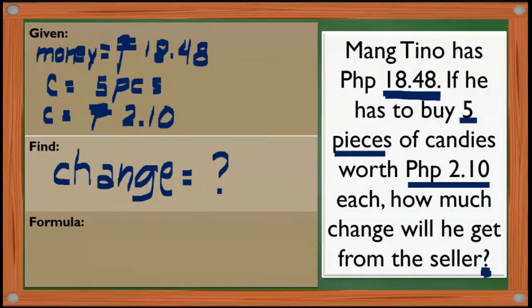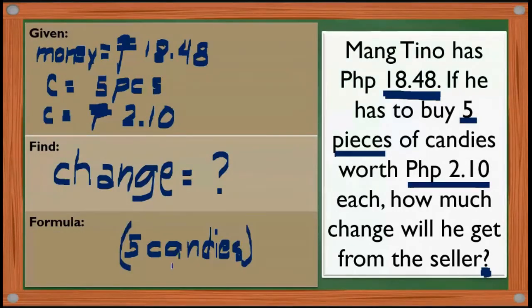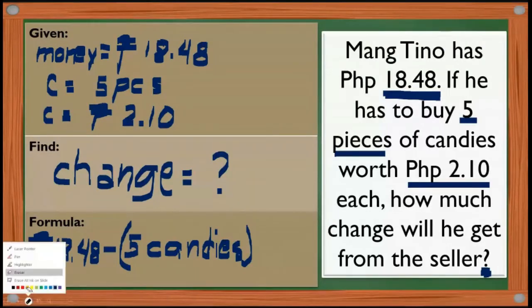So, we need first to add. Anong i-add natin? I-add natin yung 5 candy. So, add muna natin. So, 5 candy. So, kung gagawa tayo ng formula, 5 candies. Tapos, pag na-add na natin yung 5 candies, anong gagawin? Ima-minus natin sa 18.48. So, yan ang magiging formula natin. Let's continue. So, first part, given. Pangalawa, find. Ito yung hinahanap. Pangatlo, formula. So, meron na tayong formula.